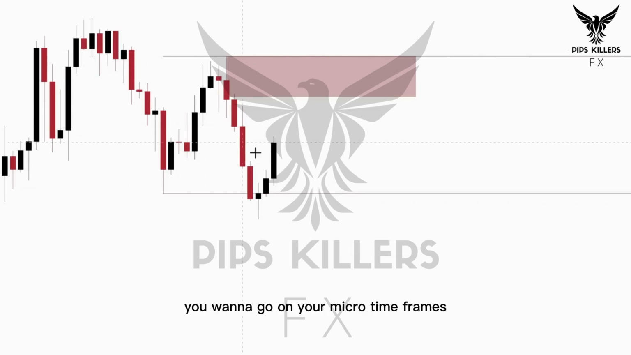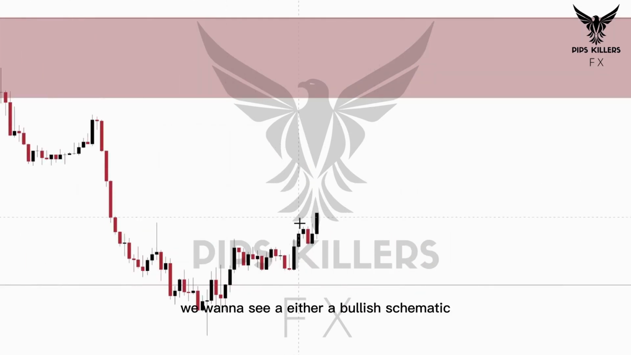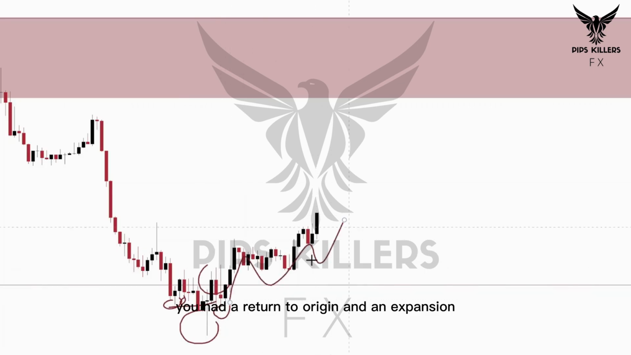So now that you have your level, you want to go on your micro time frames. In this case it would be the 1-hour. We want to see a bullish schematic, which in this case already occurred, right? If you go on the super micro time frame, which in this case would be the 15-minute, you can see that what occurred here was you had a climax, you had a test right here, you had a stop hunt, you had a break of structure, you had a return to origin, and an expansion. Of course, your entry could be at your return to origin, or once price breaks out there, retest back. This is where your last point of support happens.